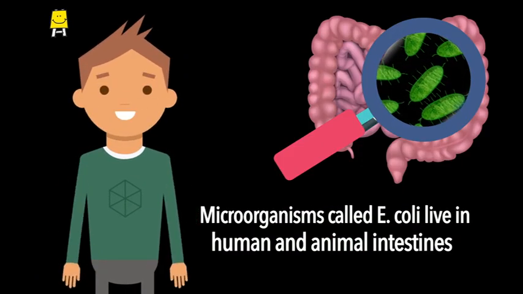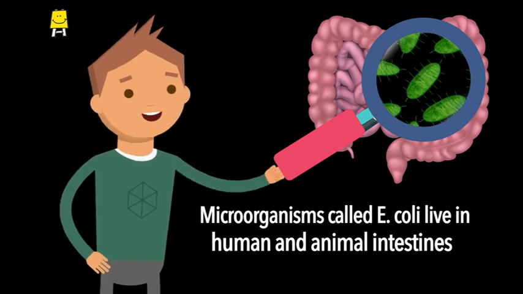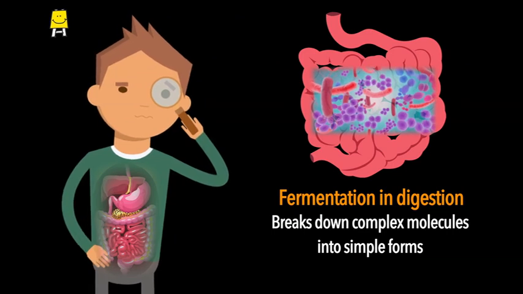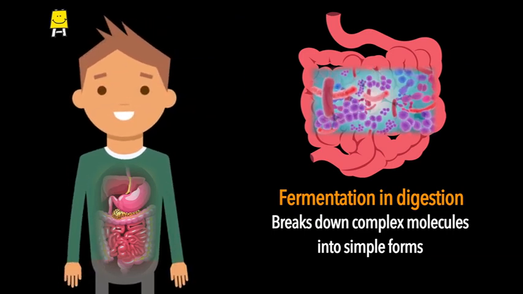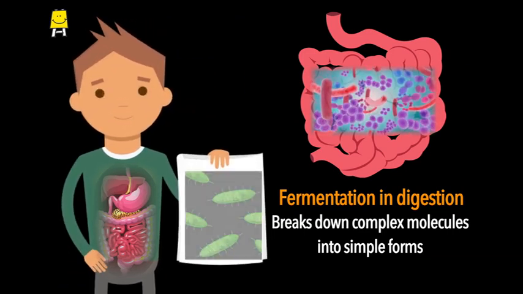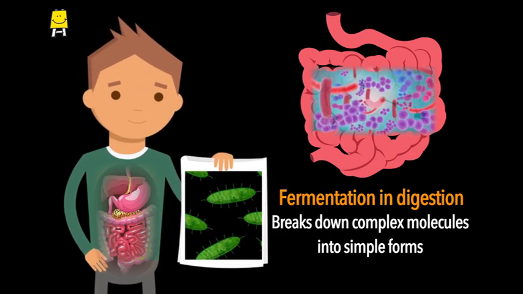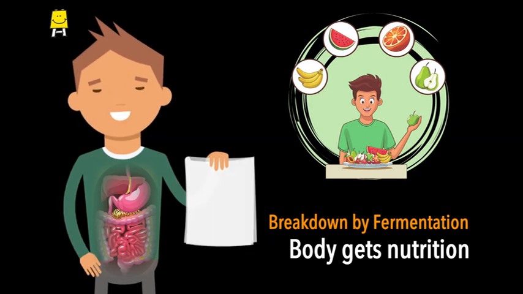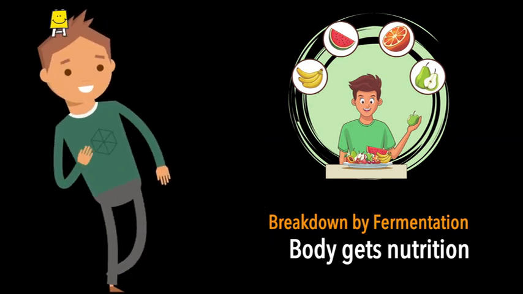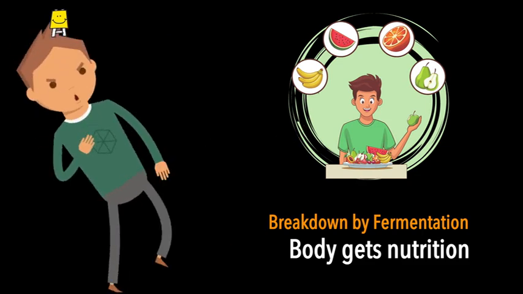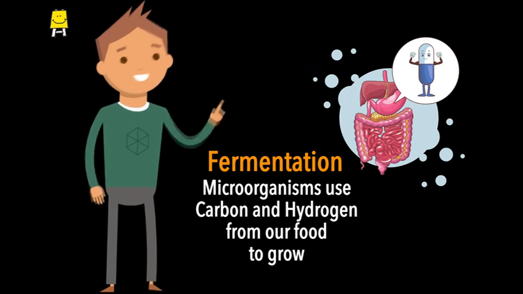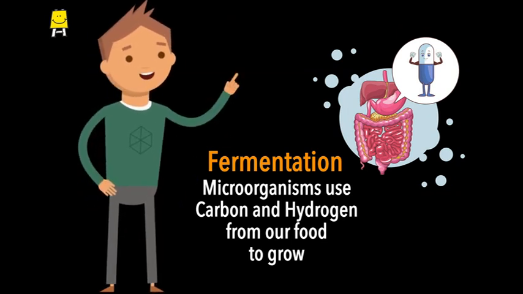Microorganisms called E. coli live in the intestines of human beings and animals. These microorganisms help to break down the complex molecules of carbohydrates present in our food and convert them into simpler nutrients that our cells can use. The microorganisms in turn use the carbon and hydrogen from our food as nutrition for their growth.